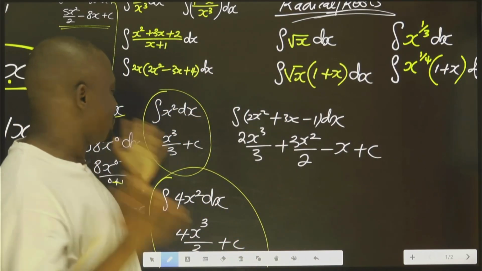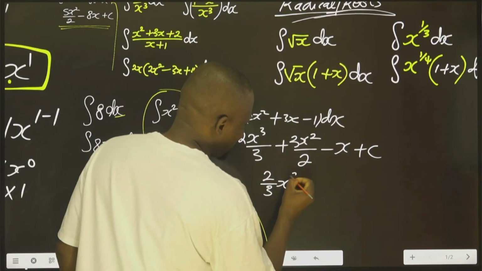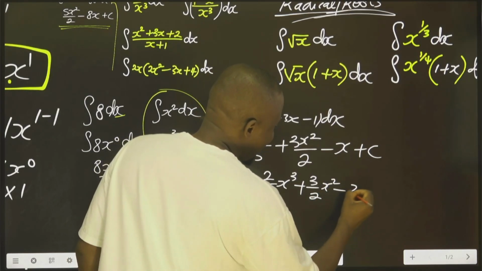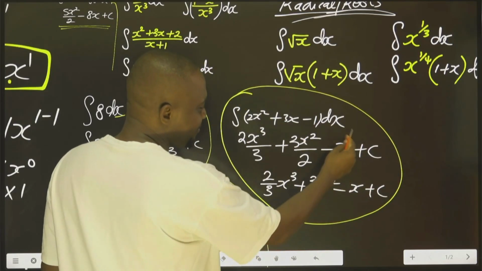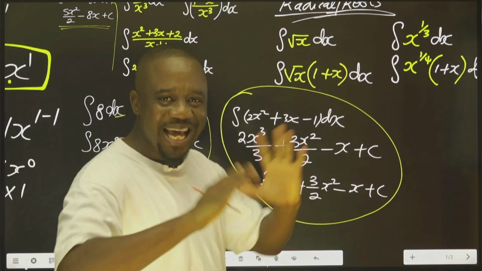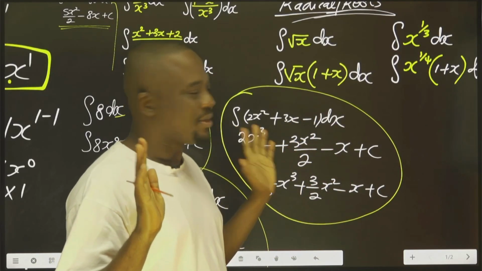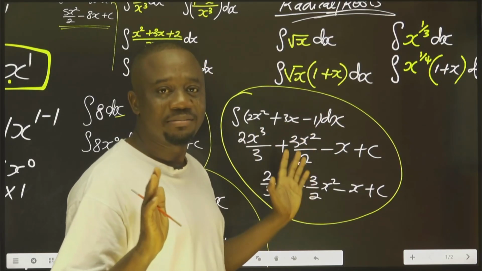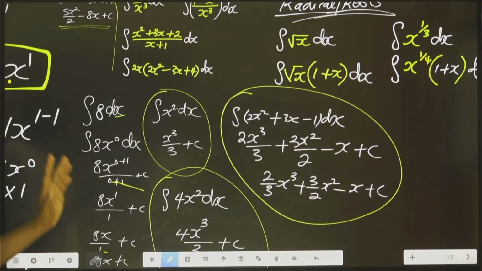Finish. If you want to write it, fine: 2 over 3 x³ plus 3 over 2 x² minus x plus C. I've actually explained the reason for this. When you see a constant, just change it to x. A number without x, just put x here. That is now 1x, then plus C. Okay? Very easy.